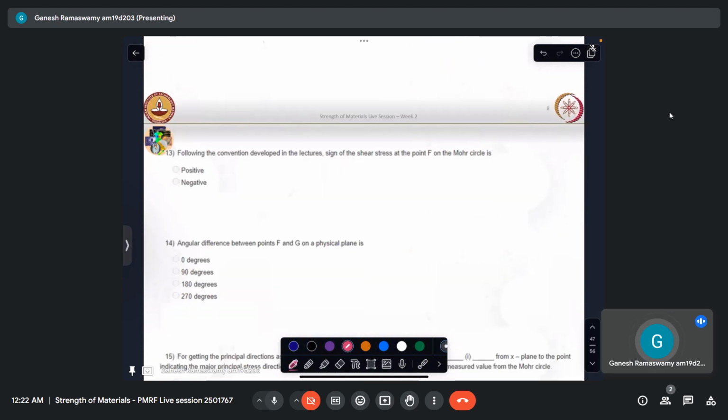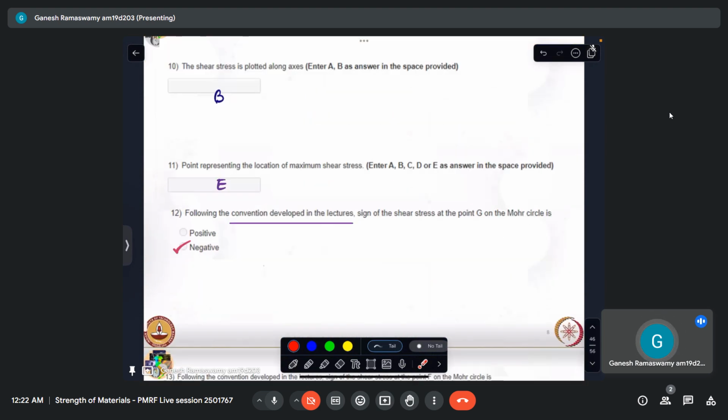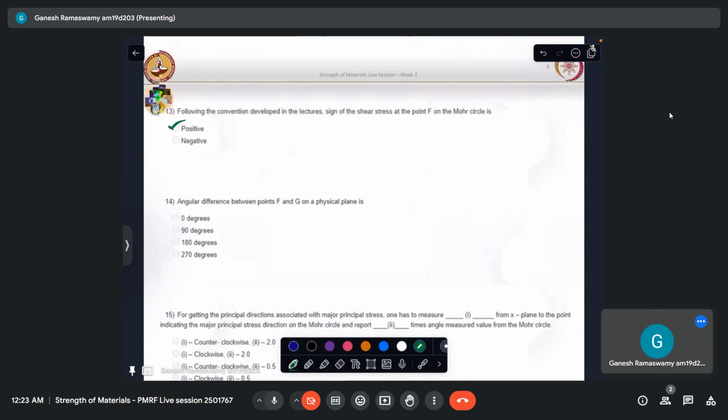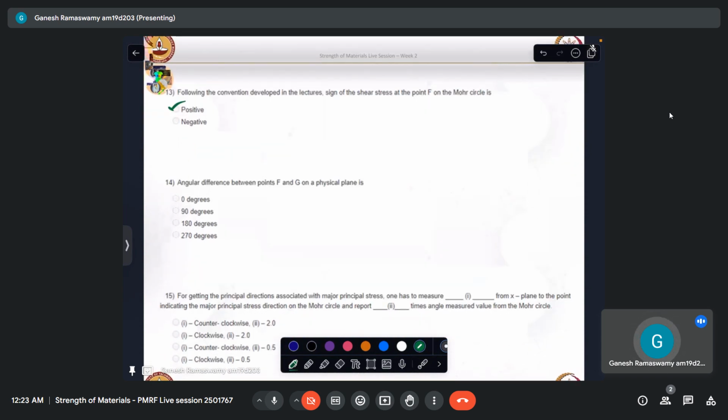Following the convention, what is the shear stress at F? So F is pointing down from the axis where the shear stress is positive, as we have seen umpteen number of times now. So I hope the viewers find no problem in identifying that this is positive. The angular difference between points F and G on the physical plane is what?